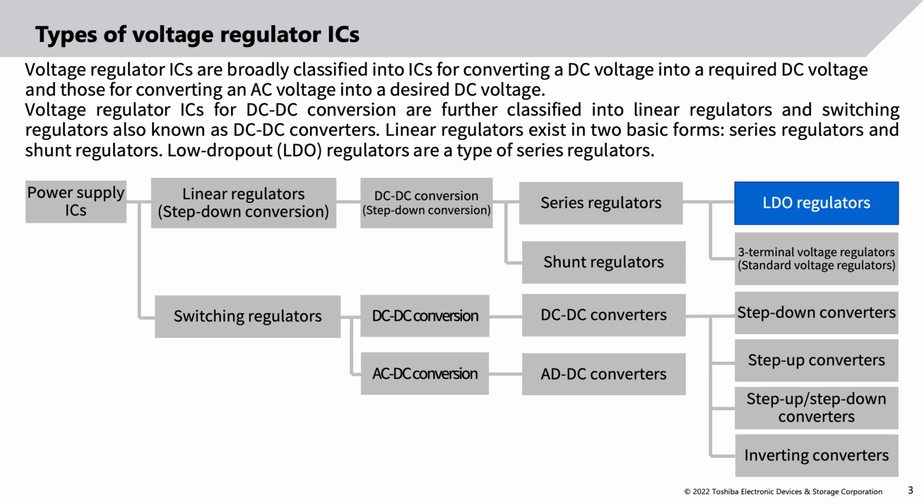Voltage regulator ICs are broadly classified into ICs for converting a DC voltage into a required DC voltage and those for converting an AC voltage into a desired DC voltage. Voltage regulator ICs for DC-DC conversion are further classified into linear regulators and switching regulators, also known as DC-DC converters. Linear regulators exist in two basic forms: series regulators and shunt regulators. Low dropout (LDO) regulators are a type of series regulators. Linear regulators are capable of only step-down voltage conversion.